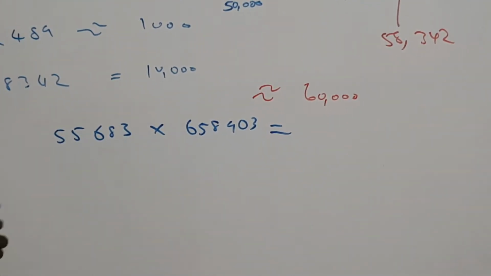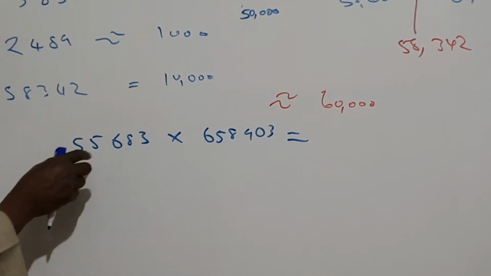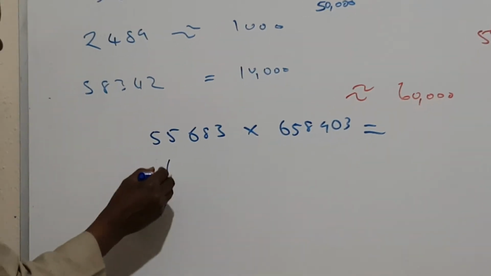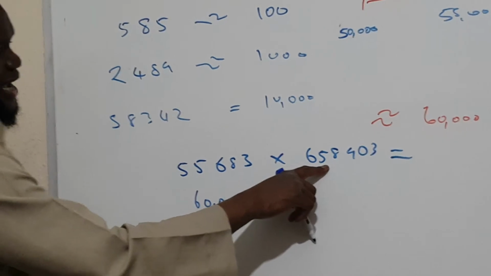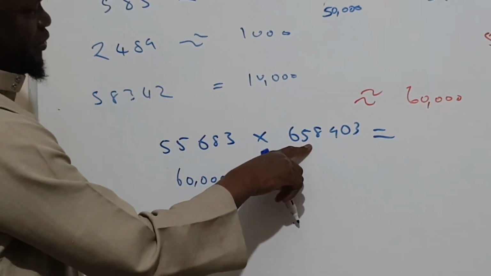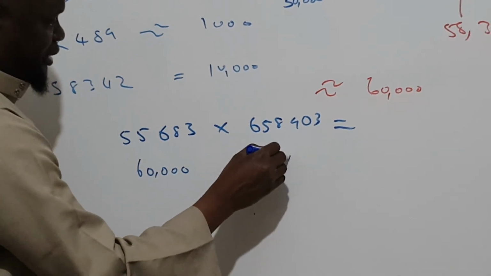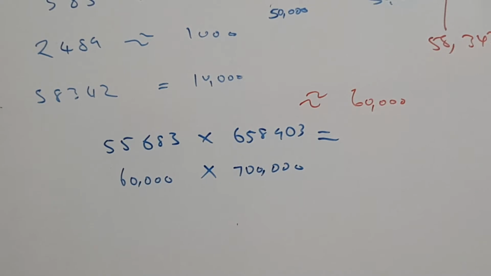You round all of them. So this one is close to 60,000, isn't it? And this one, we are talking in terms of how many thousands? 70,000. So this will be close to 70,000. Do you get it? This is the trick they will give you in exams.